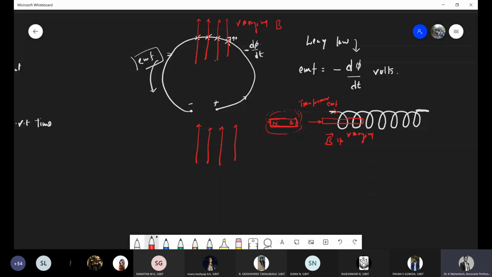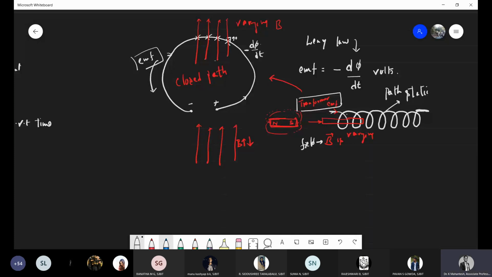So this is almost the same. Whatever you see here, this is varying B. B is varying, and this closed loop, this closed path, is static. Here also you can see it is fixed and not moving. The path is static. What is varying? The magnetic field is varying. And what has happened? EMF is induced. Transformer EMF is induced in the coil where the path was static.